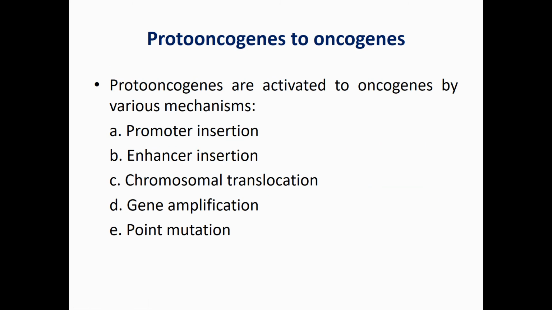Now, what are the different mechanisms by which these proto-oncogenes can be converted to oncogenes? Any type of carcinogens, physical carcinogens, chemical carcinogens, or viral carcinogens, lead to 5 different mechanisms that may lead to the conversion of proto-oncogenes into oncogenes. One mechanism is promoter insertion.